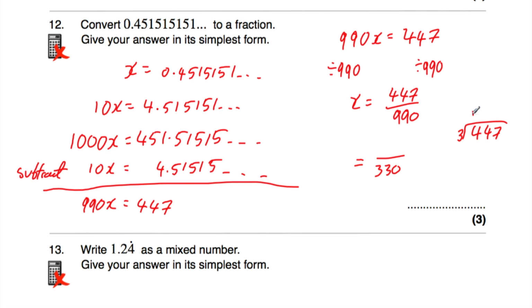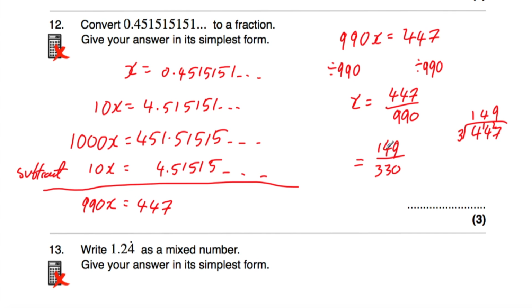So 3 into 4 goes once, remainder 1. 3 into 14, well, 3 times 4 is 12, so it's going to be 4, remainder 2. And 3 into 27 goes 9 times. So if we divide 447 by 3, the answer would be 149. So that means that's 149 over 330.